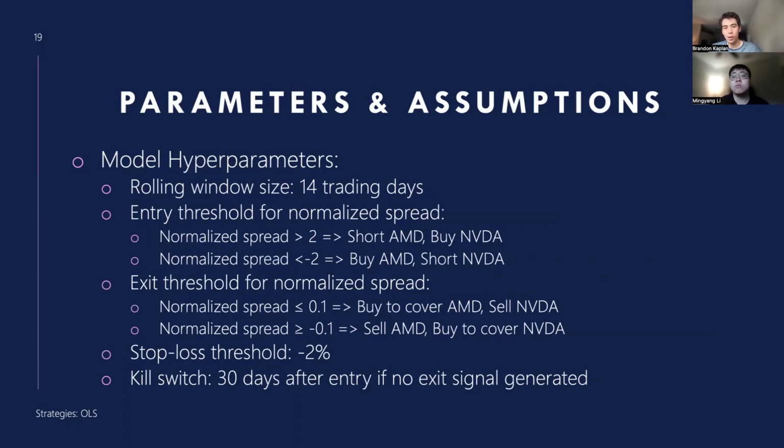Next, we're going to talk about some of our model hyperparameters, and that is parameters defined outside the scope of our model that are not directly learned from the data, but which can be tuned via optimizing results through backtesting. Starting off, we have the size of our rolling window. In this case, we chose 14 days.